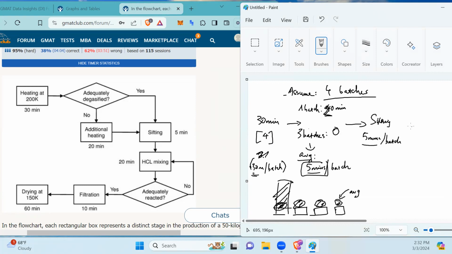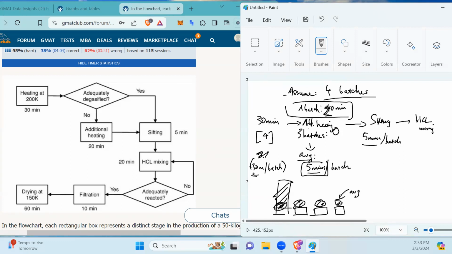And then we go to HCl mixing. For this step, all of them require 1 mix, but some require an additional second mixing. Again, we have 20 minutes there. So 2 batches require an extra 20 minutes, so 2 times 20 equals 40. And 2 don't require it, so 2 times 0 equals 0.